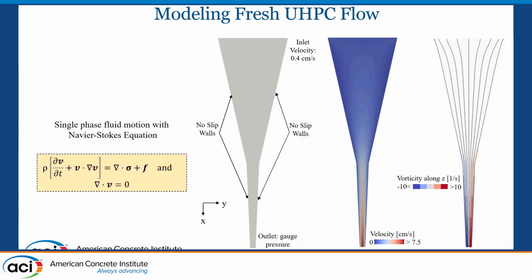So I started with a computational fluid domain like this. I simulated the flow in that. This is just a sample picture of the velocity contour and the vorticity throughout the nozzle. Now, once the fresh UHPC model is done, we use this information to predict the fiber orientation.